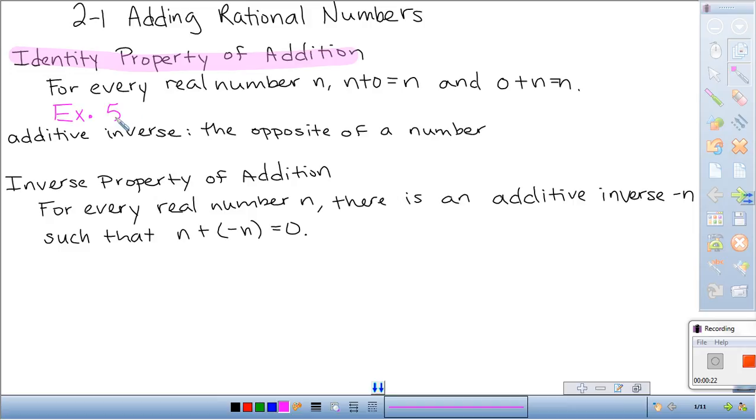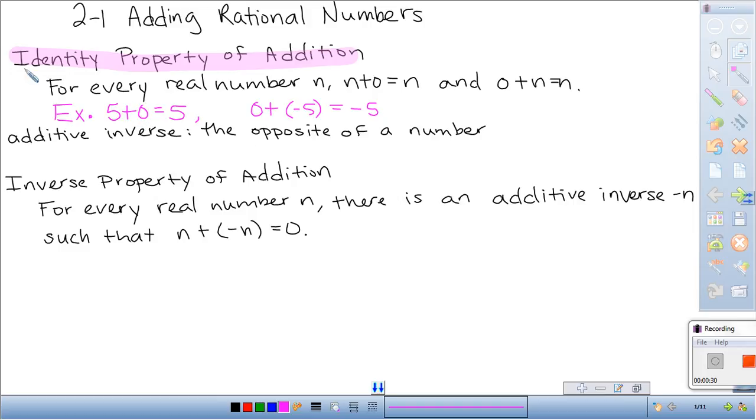One example might be 5 plus 0 equals 5, or you could say 0 plus negative 5 equals negative 5. So all this property says is that if we add 0 to any number, the number doesn't change. It stays exactly the same. When we're adding 0, we're not changing anything. You're adding nothing, so your number doesn't change.